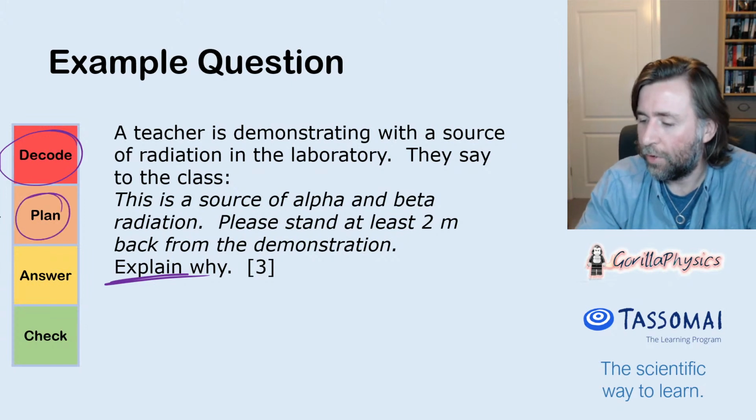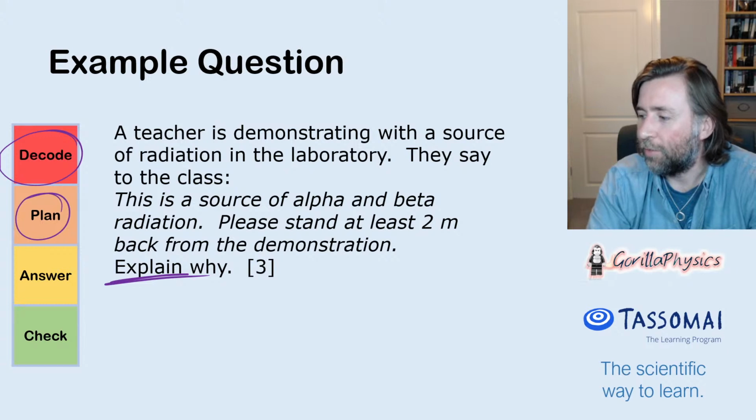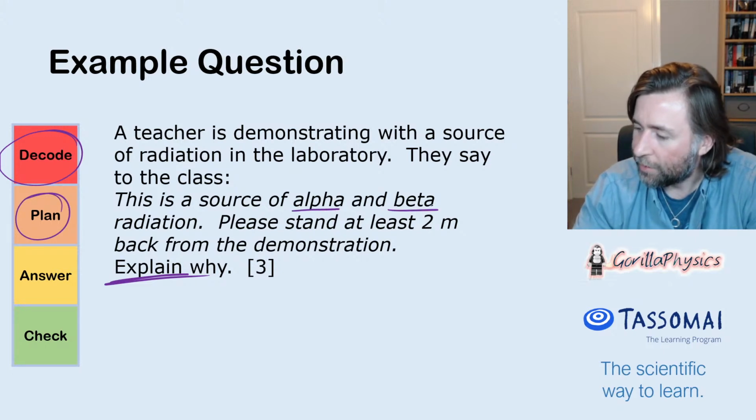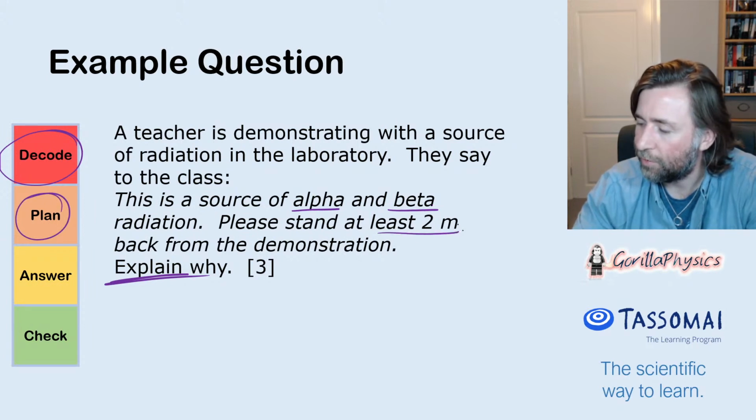Okay, let's think about it. Why would you want somebody to be 2 meters back? Oh, I remember, this might well be about the range of alpha and beta in air, mightn't it? Okay. And you're told in the question, look for the clues. It's an alpha and beta emitter. It's a source of alpha and beta radiation. Why would you be told to stand at least 2 meters back?